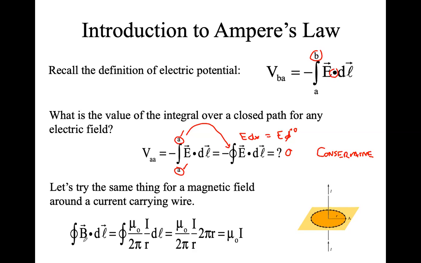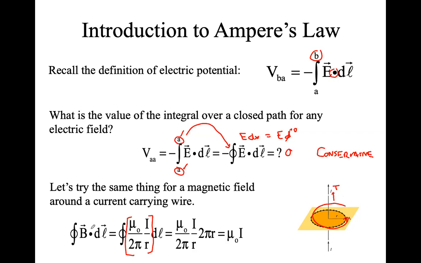Anyway, what would be the integral of not E dot dl like we did for electric potential, but B dot dl? What would it be? Well, as you recall, and you don't have to necessarily memorize it, you just have to be able to look it up. That was our equation for the magnetic field. And think about the right-hand rule: if you put your thumb in the direction of current and you swirl your fingers around, that would be the direction of the magnetic field.